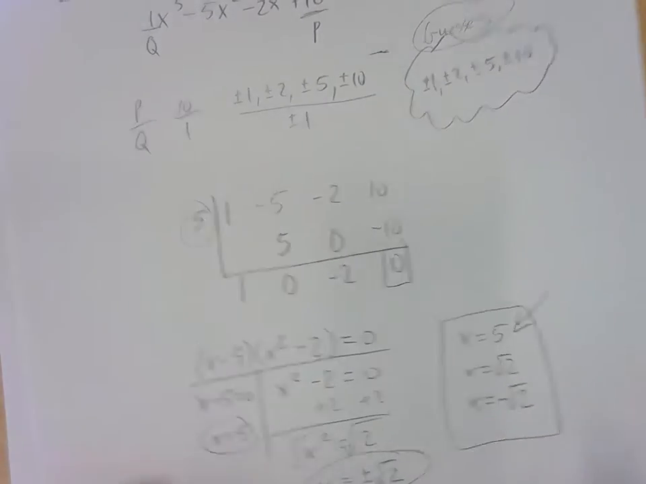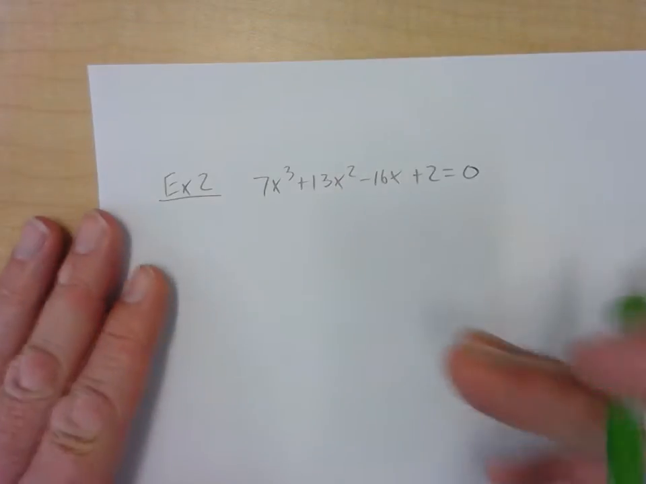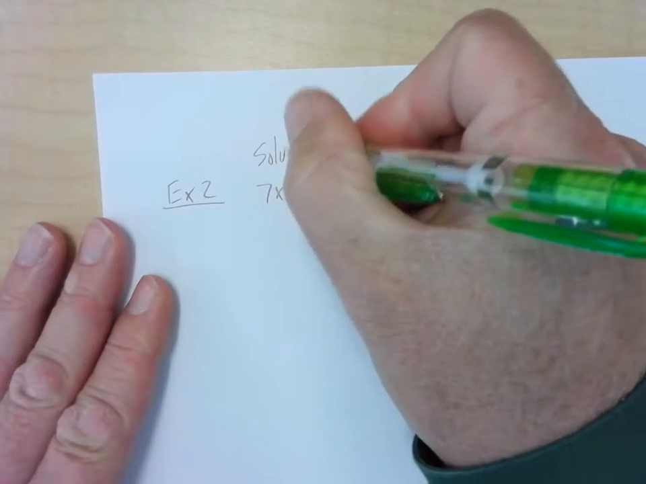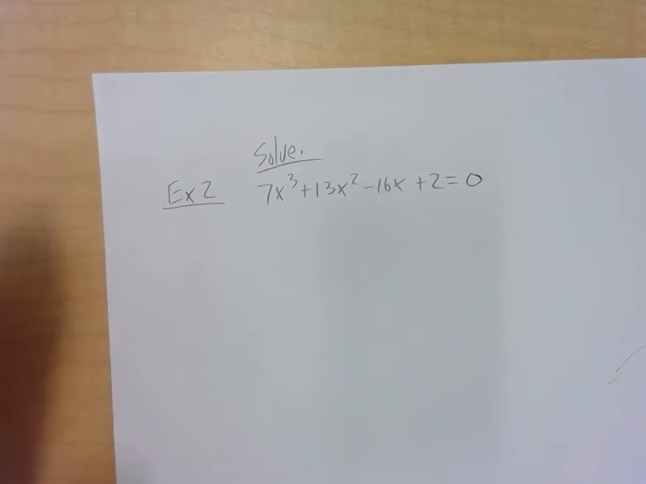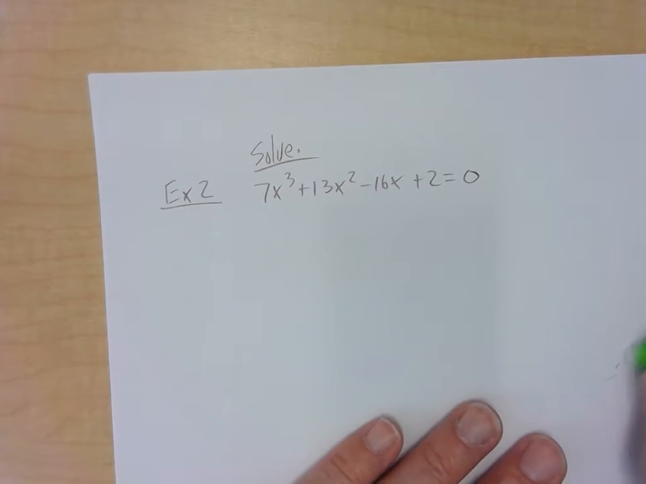Now, example 2. Example 2 is going to be a p over q situation. We're going to solve this. Find the rational roots and the other roots as well.